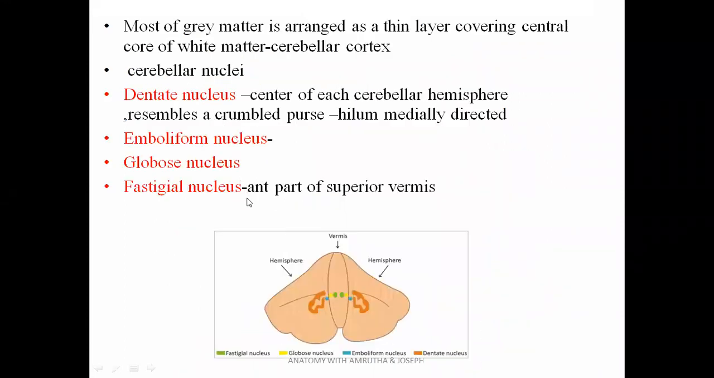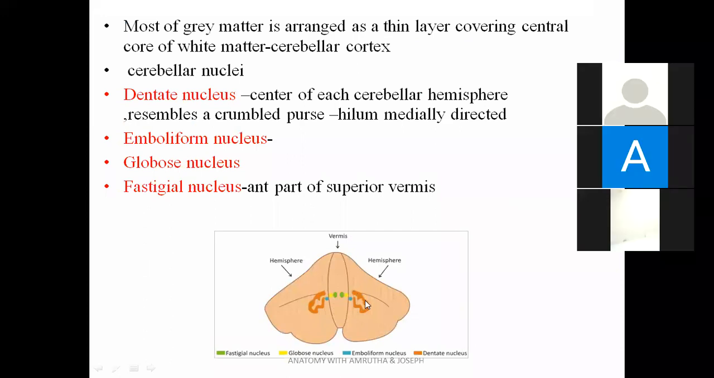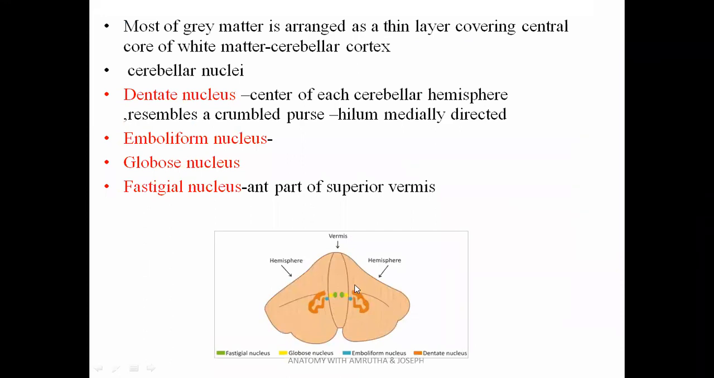And these nuclei are four. First, the dentate nucleus, in the center of each cerebellar hemisphere, resembles a crumpled bag, with the hilum facing medially. This is the nucleus here, called the dentate nucleus. This is the most lateral nucleus. It looks like a crumpled bag, and there's an opening here, the hilum, which is facing medially. So this represents one nucleus, the dentate nucleus.